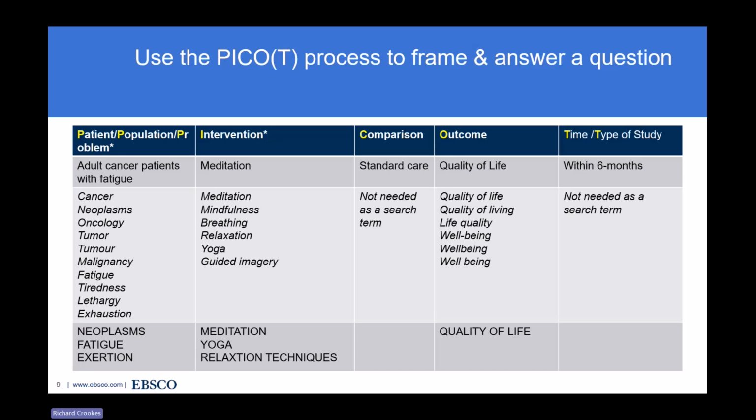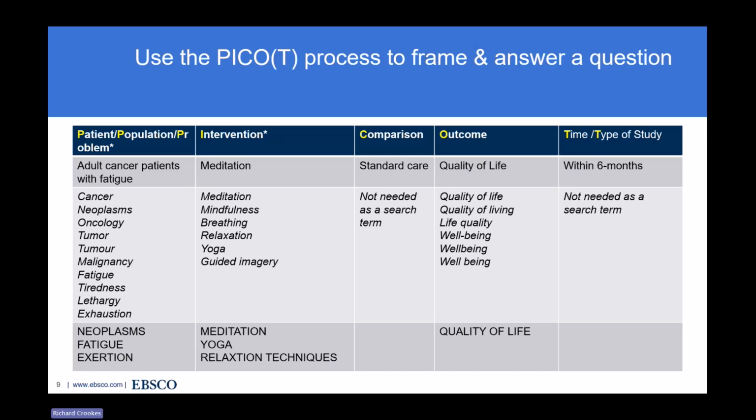So we have the initial line, which again is those elements from the search question. So adult cancer patients with fatigue, meditation, and so on. And then beneath that, in the lowercase italicized terms, we have the free text or keyword search terms. In listing these terms, we're really trying to understand what would typically be used, commonly used by researchers, clinicians, editors in terms of identifying relevant content.